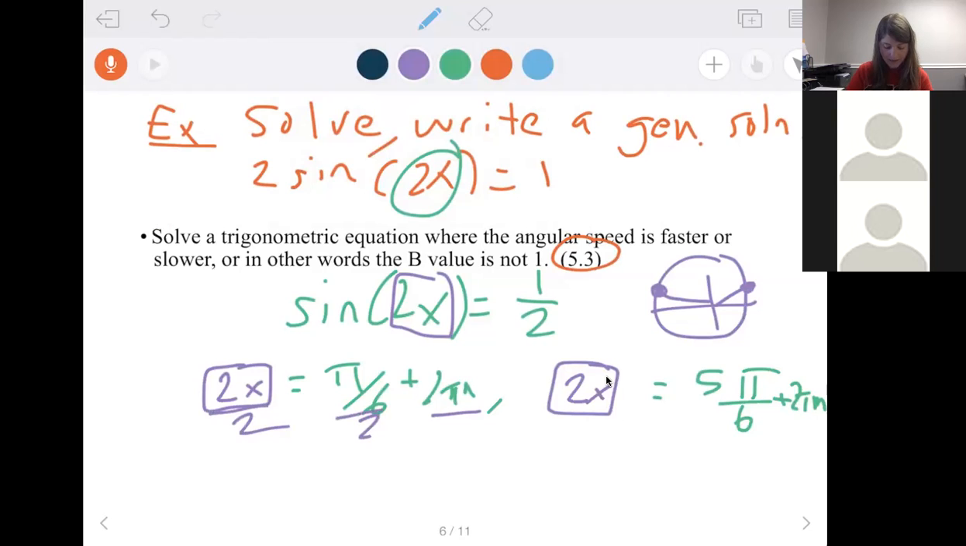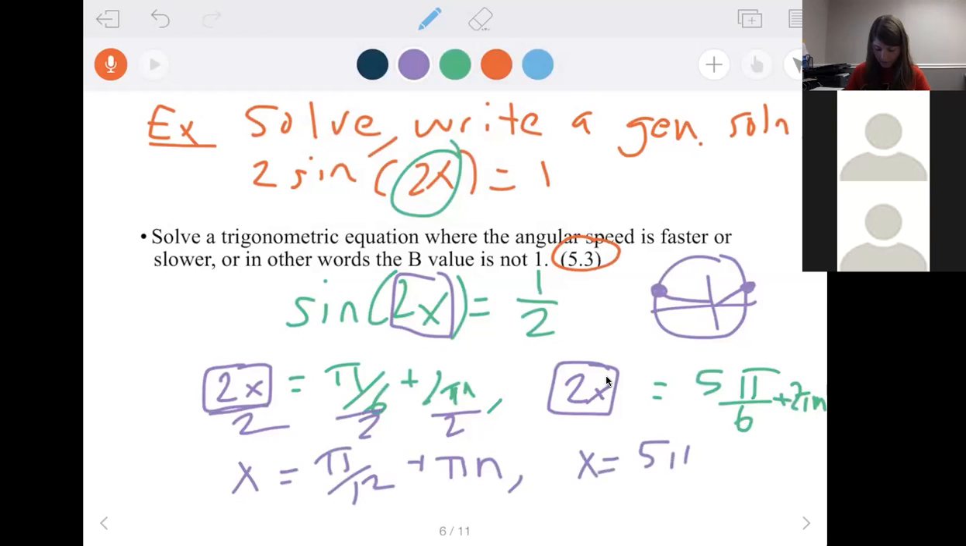that's actually going to take care of helping us remember that instead of plus 2 pi n, we get a plus pi. So in this case, pi over 6 divided by 2 gives me pi over 12, and then plus pi n, and then 5 pi over 12 plus pi n.